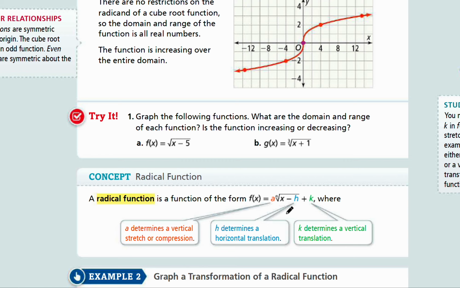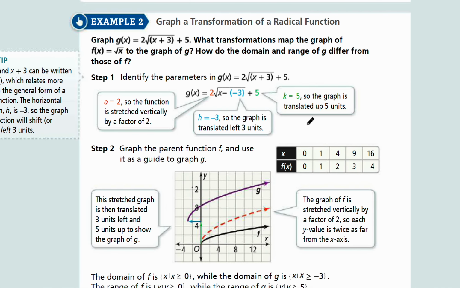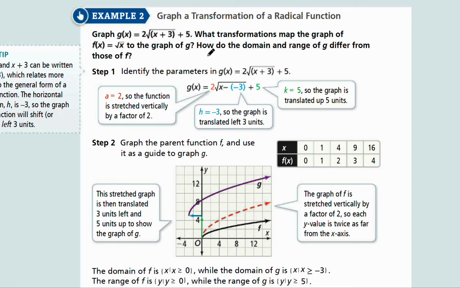So if your function is not in this form, then you can change it to this form. But if they are in this form already, you can easily picture the graph in your head even before solving anything. So let's look at example 2. Graph a transformation of a radical function. Graph g of x equals 2 root x plus 3 plus 5.